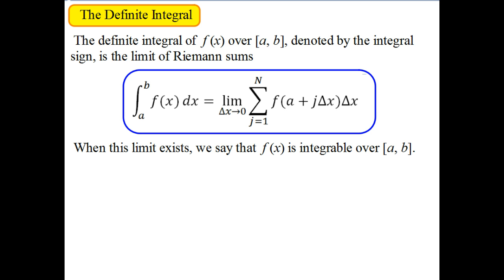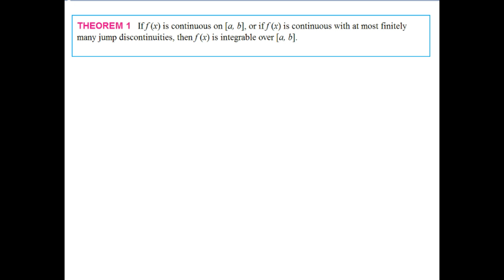If we integrate f of x over the interval a to b with respect to x, it is equal to that limit that we found back in the last unit when we were approximating the area underneath the curve. When this limit exists, we say that f of x is integrable over the interval a to b. If f of x is a continuous function, then it's integrable over that interval a to b. But also, if it has at most finitely many jump discontinuities, then it's also integrable over the interval.